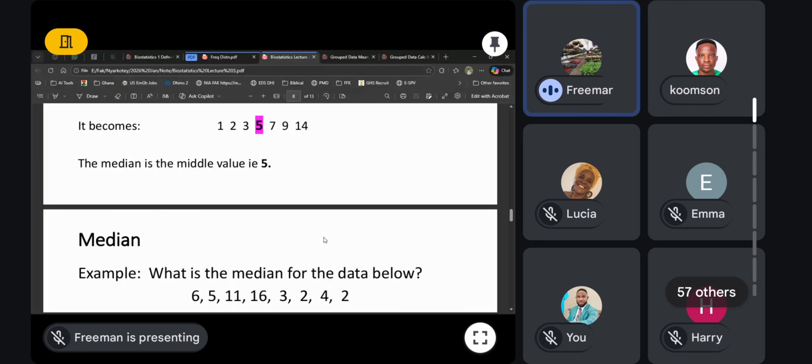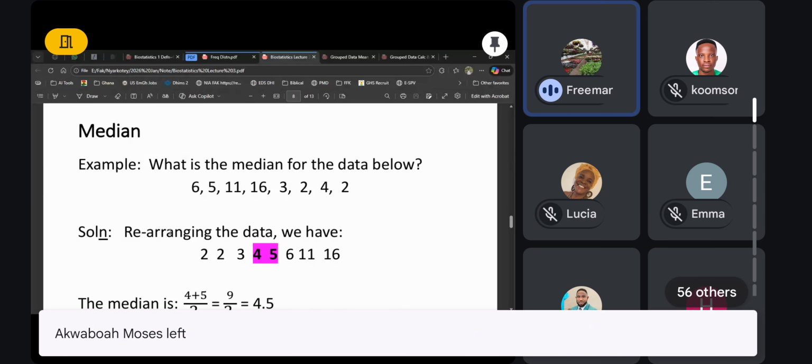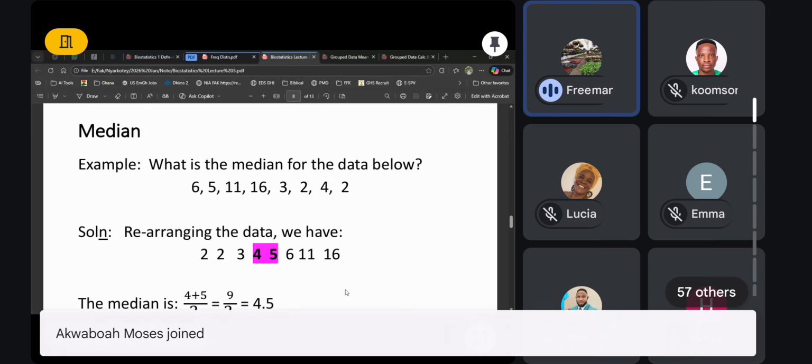That answers your question. What is the median for the data below? We have 6, 5, 11, 16, 3, 2, 4, and 2. So we are rearranging the numbers. We have 2, another 2, 3, 4, 5, 6, 11, and 16. It's arranged from the smallest to the biggest.